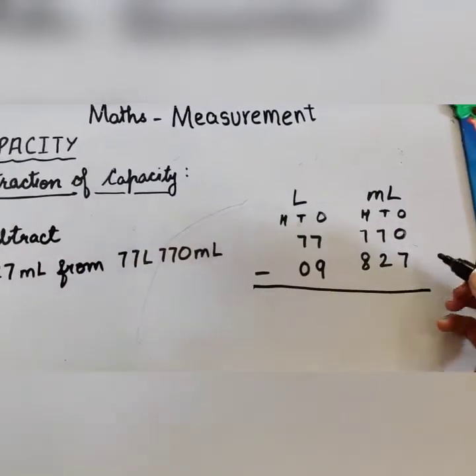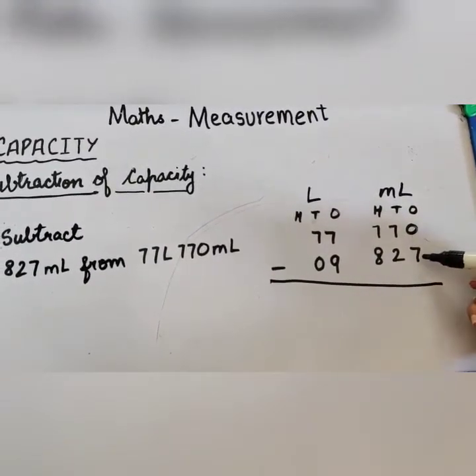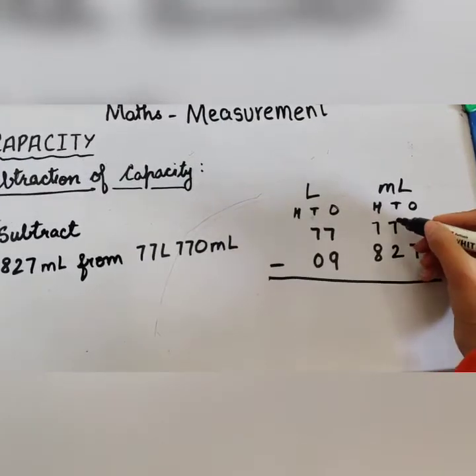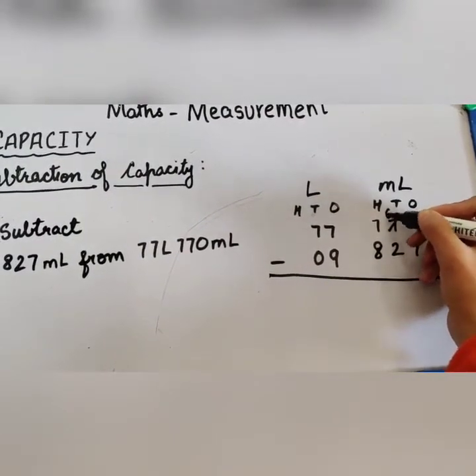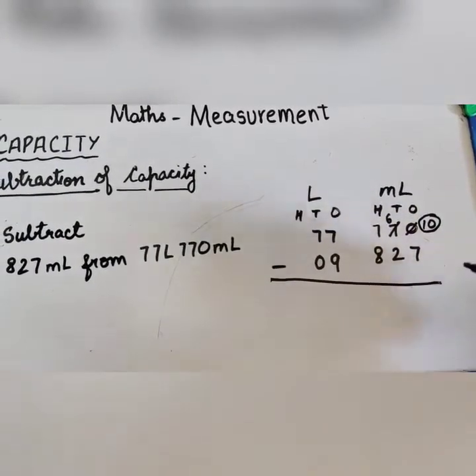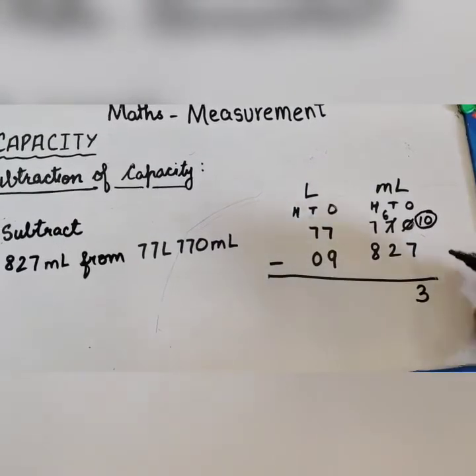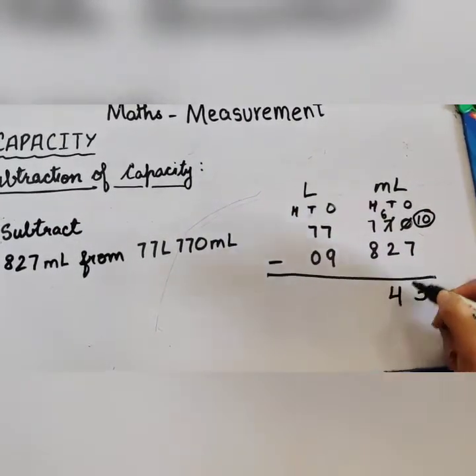Now we will start our subtraction. We will start with the rightmost number. 0 minus 7, we cannot do it. So we will borrow from 7. This 7 will become 6 and this 0 will become 10. 10 minus 7 is 3. 6 minus 2 is 4.